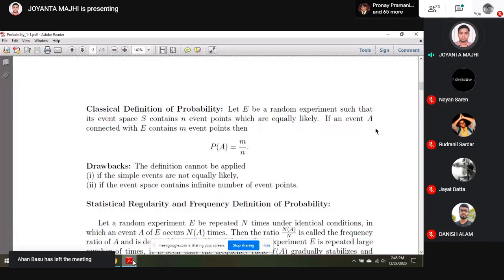It has two drawbacks. One is that we cannot find the probability of an event by the classical definition if the sample events are not equally likely. And if the space contains infinitely many points, then by the classical definition we cannot find the probability of any event. Therefore, we go through another definition. It is called the frequency definition of probability.